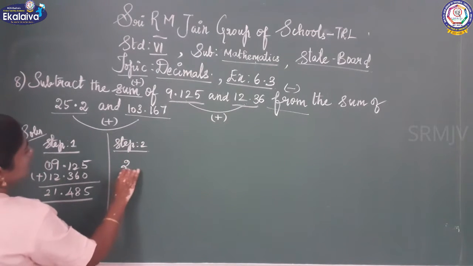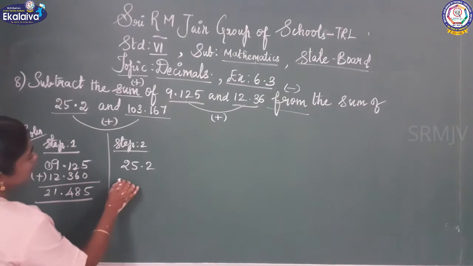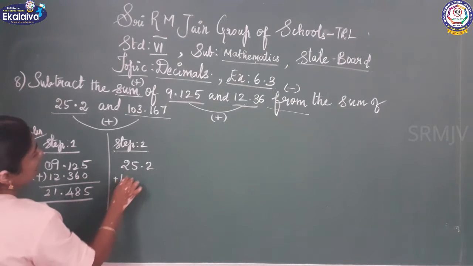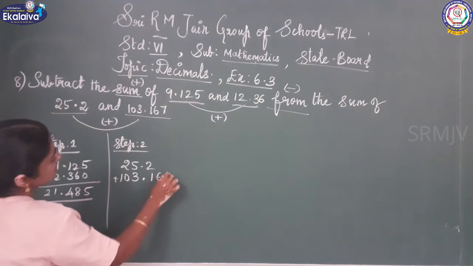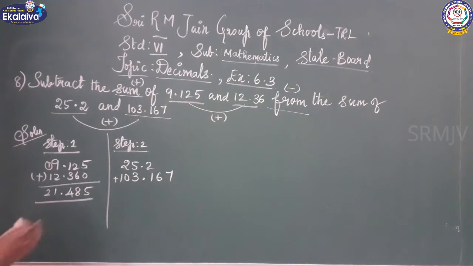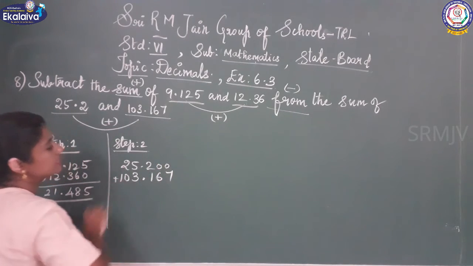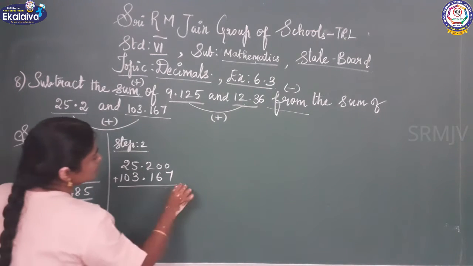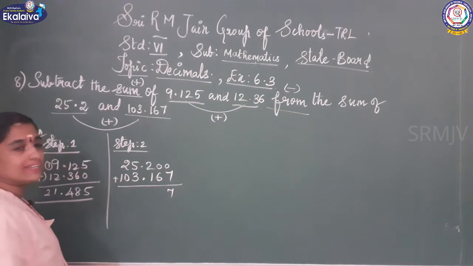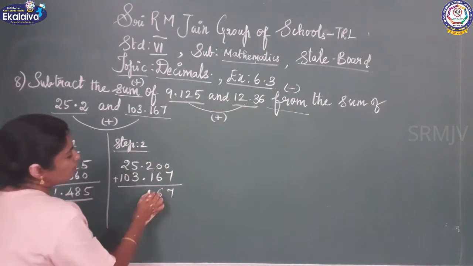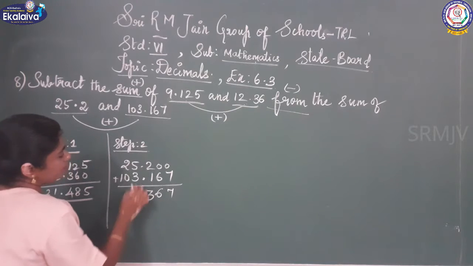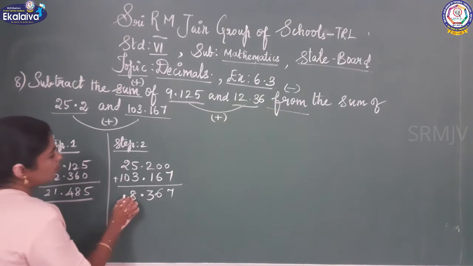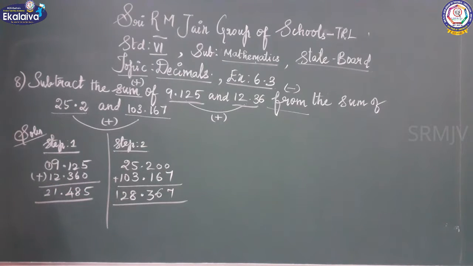Listen, 25.2 plus 103.167. Children, now it is an unlike decimal. Change this into like decimal. Like decimals means in the missing term I am going to put a 0. So listen, what is this? 0 plus 7? 7. 0 plus 6? 6. 2 plus 1? 3. Dot, 5 plus 3 is what? 8. 2 plus 0? 2. And what is this? 1. So my step 2 is over.